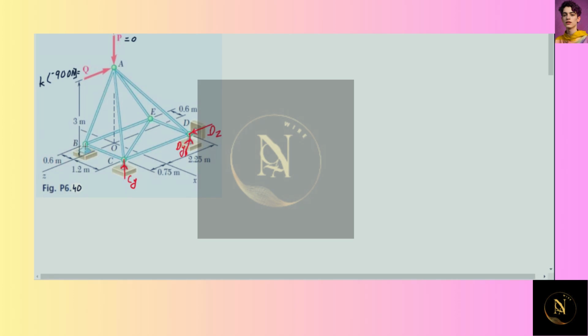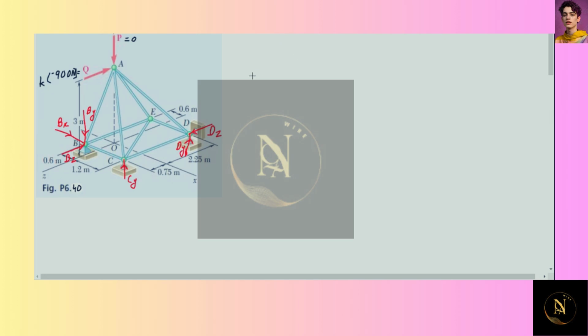So that means there will be bz and by and also bx. And the distances, everything is given in meters.